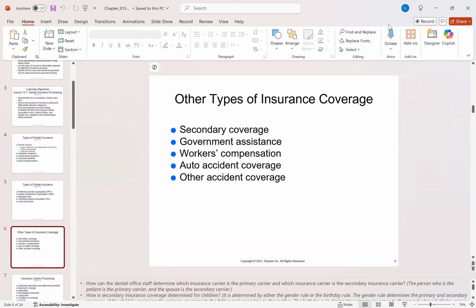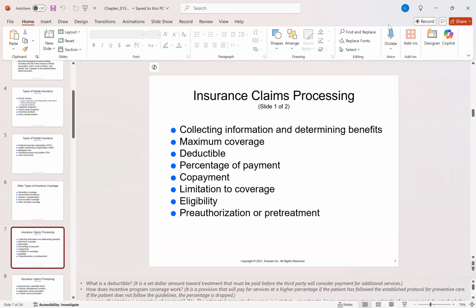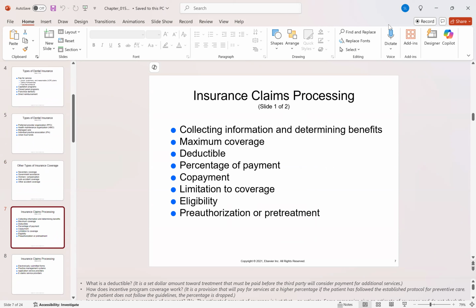Other types of insurance coverage could include secondary coverage, government assistance, workers' compensation, auto accident coverage, and other accident coverage. Insurance claims processing: we're going to collect information and determine benefits, determine the maximum coverage, deductible, percentage of payment, the patient's co-payment, is there any limitation to coverage, if the patient is eligible, and if we need a pre-authorization for any treatment.